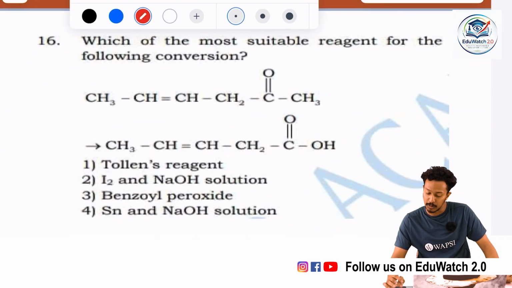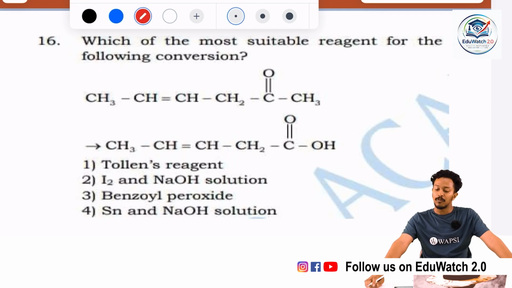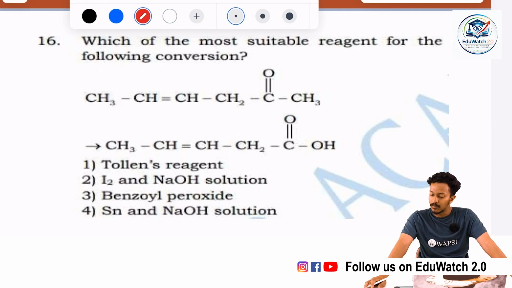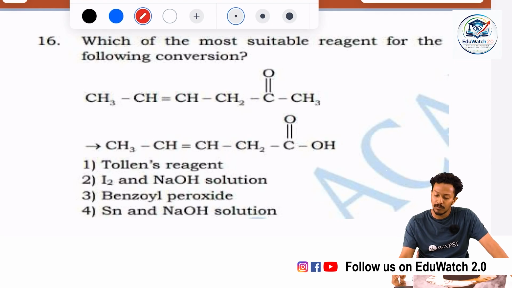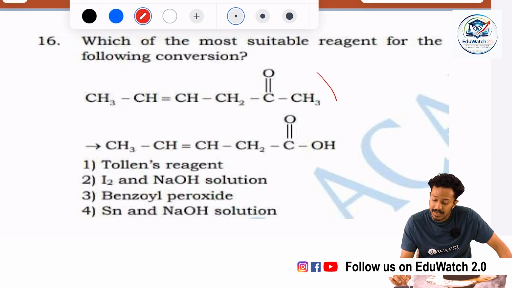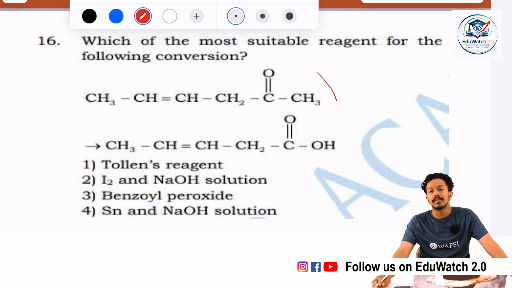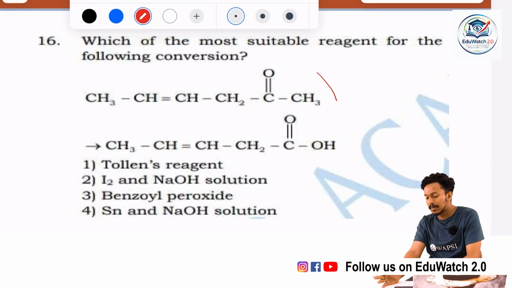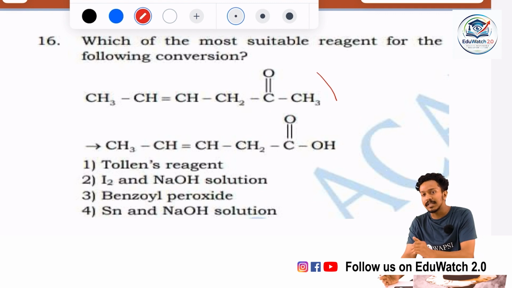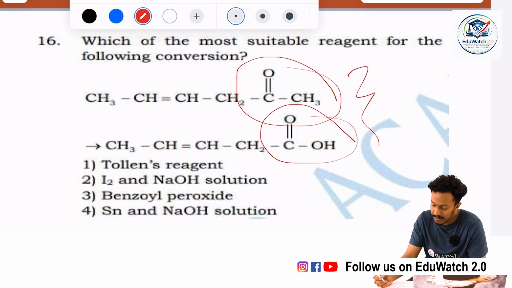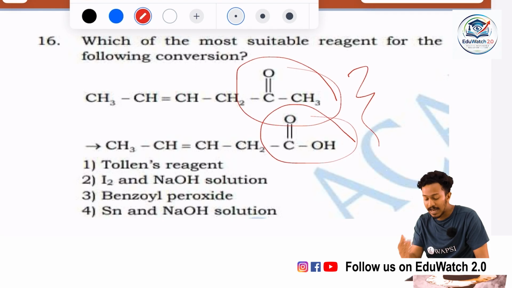So, we will move on to the next question. Question number 16. Which is the most suitable reagent for the following conversion? Just look carefully at the question. Here it is a methyl ketone to a carboxylic acid. As you know, what is the conversion of a methyl ketone to a carboxylic acid? Simple haloform reaction. This is a classic example where the answer lies in the question itself. So, here it is a haloform reaction.